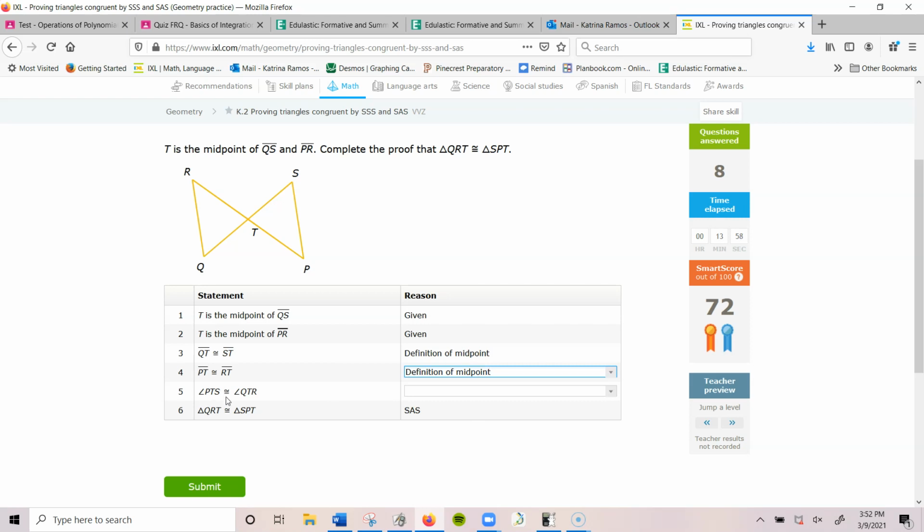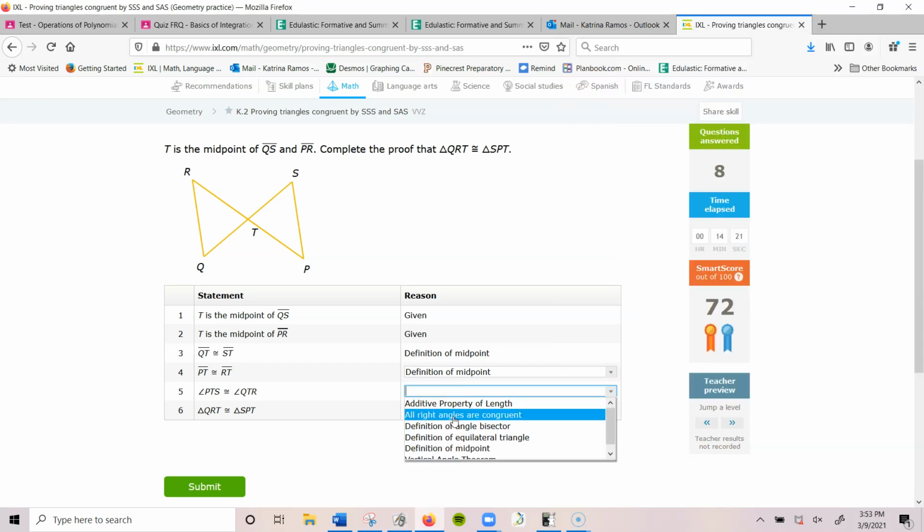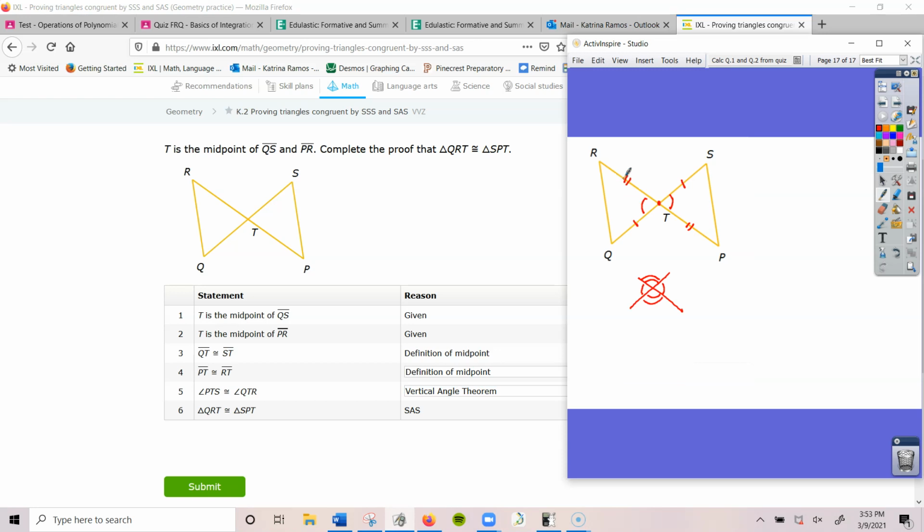Now angle PTS is congruent to angle QTR. And that's because these are vertical angles. Remember that with vertical angles, it's like when you have an X, the angles in front of each other are going to be congruent. So here we would look for vertical angles. And then as you can see, this is side-angle-side because we have a side, angle, side and then a side, angle, side.